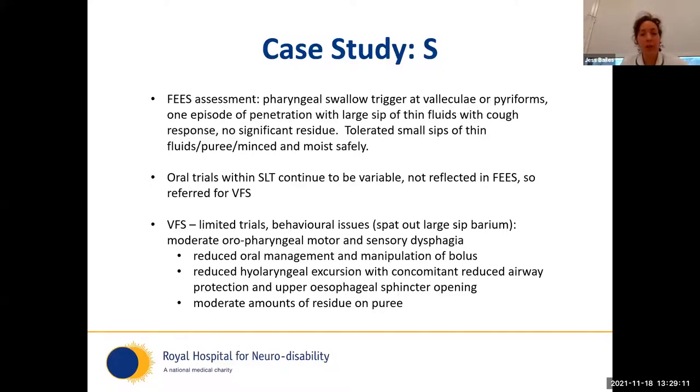From what we could manage, he was diagnosed with a moderate oropharyngeal motor and sensory dysphagia, with oral issues, impaired hyolaryngeal excursion, and moderate amounts of residue, which hadn't been seen on FEES, so that was a bit different.